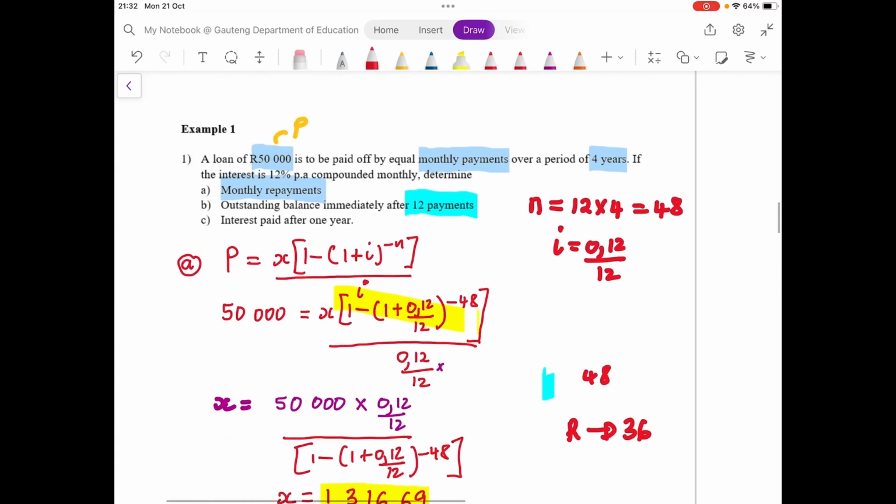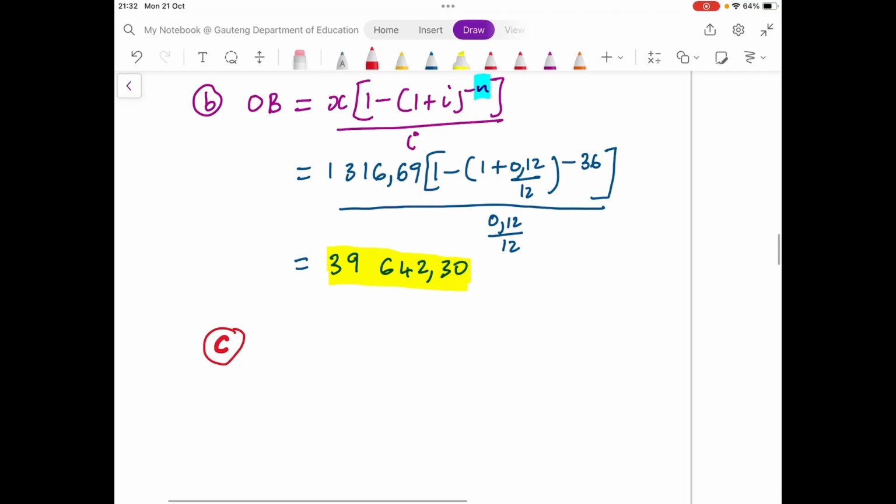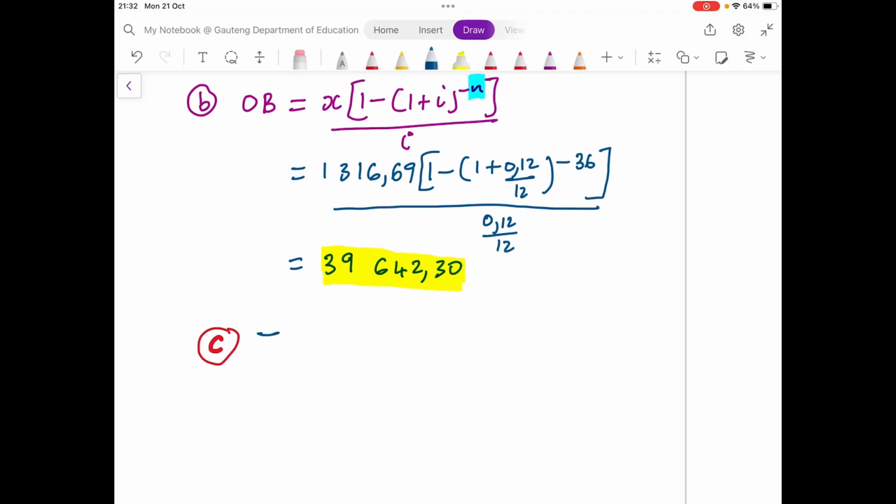Let's check question number C. Calculate the interest paid after 1 year. So to calculate the interest, it is equal to X times the number of payments that have been made, minus our loan amount, minus the outstanding balance after 1 year.